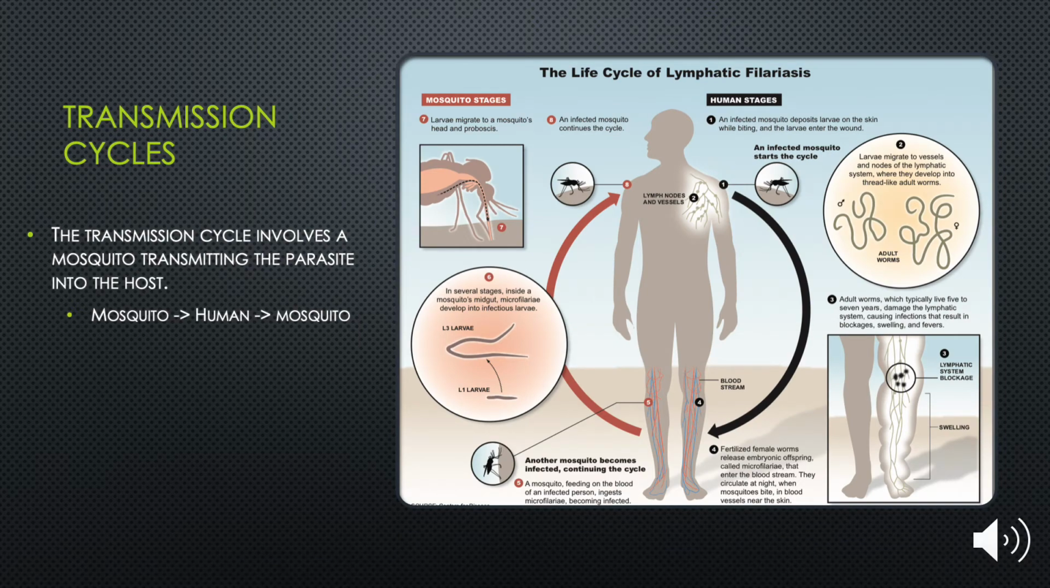So the transmission cycle of LF, as you can see here, involves the mosquito transmitting the parasite into the host. So if we start off on number 1, you see that an infected mosquito deposits the larvae into the human. As the larvae starts living in the human, it grows and starts replicating in the human as well. And so this will start causing an inflammation in the lymph system. And so everything will begin to back up and you will see the inflammation caused by the blockage of the lymphatic system. Once the human is infected, another mosquito can come, bite the infected human, and become infected as well, and spread the disease even more.